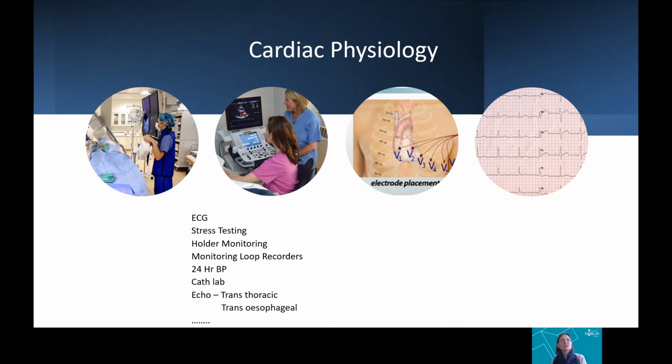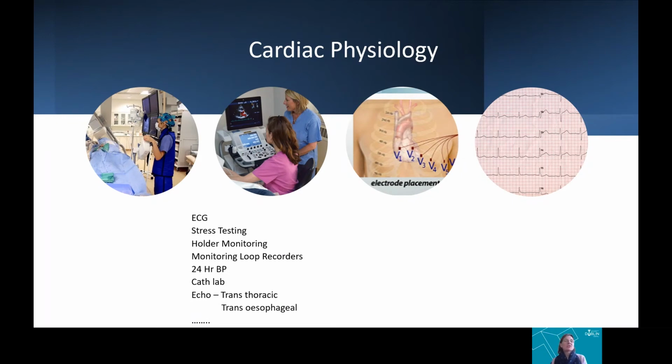Echo is a very important part of cardiac physiology, and there are two types of echo. And echo is using ultrasound imaging to image the heart and the structures within it. For example, the valves, the different chambers of the heart, the positioning of the arteries and the veins, etc.